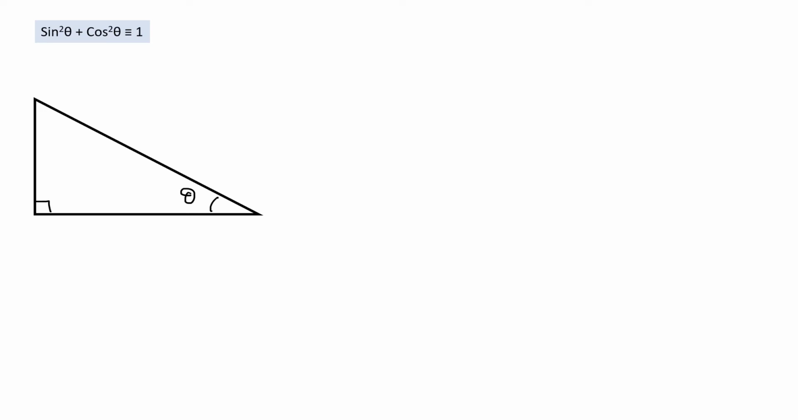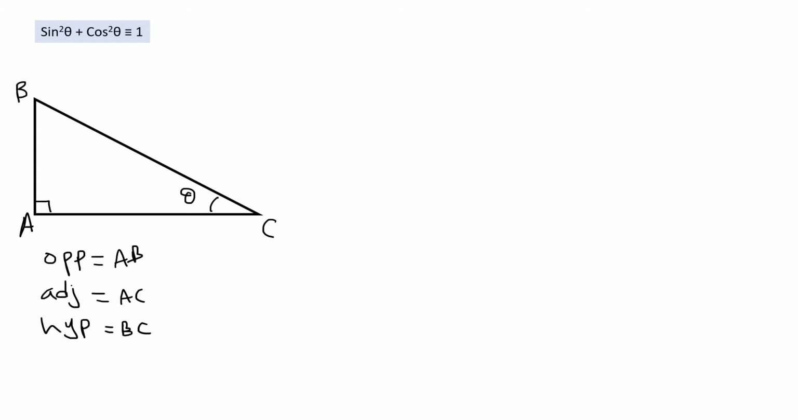And let me name the vertices. So let's say this is A, B, C, right? The side AB is opposite to theta, right? So opposite is AB, and adjacent is AC, and hypotenuse is BC.